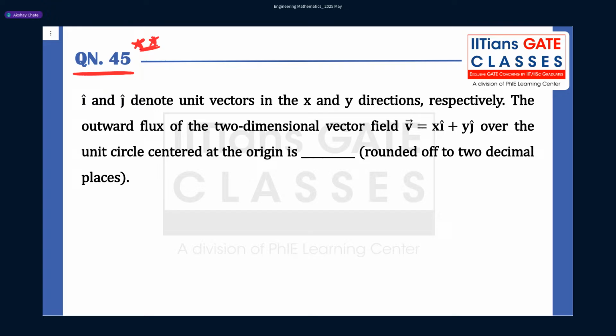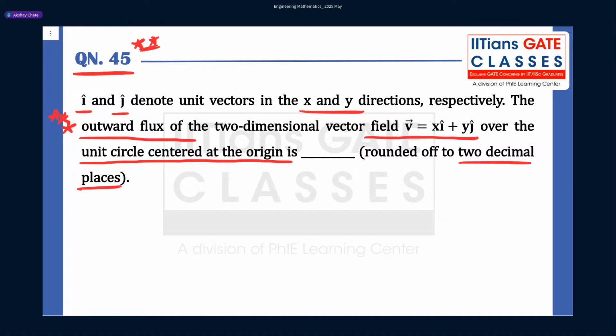Now in this question, they have given that i cap and j cap denote unit vectors in the x and y directions respectively. And very important, this is the main key point. If you pay attention to this keyword, you will be careful in this question. Otherwise, you will make a pretty straightforward mistake. The outward flux of the 2-dimensional vector field v bar, which is x i cap plus y j cap, over the unit circle centered at the origin is, and it is also a data entry question, rounded off to two decimal places.